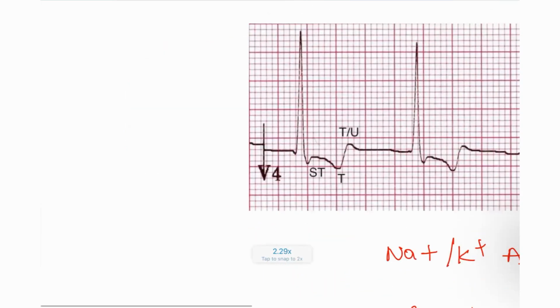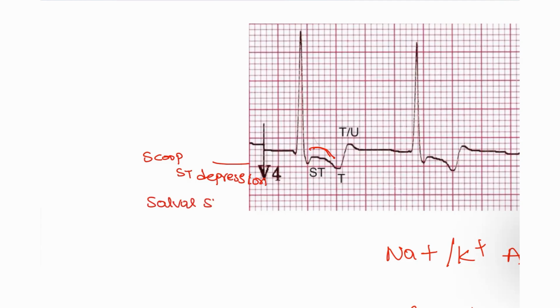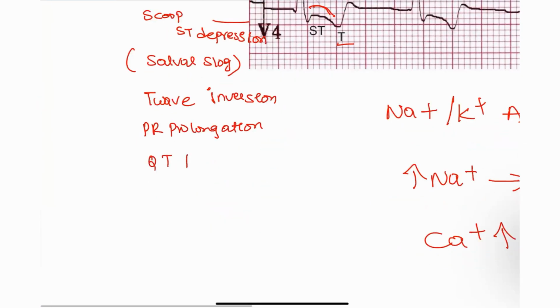So what are the findings that you are going to see specifically? Here you can see this scooped ST depression, which is also known as the Salvador Dali sag, and T wave inversion, right? Here you can see T wave inversion and PR prolongation. PR prolongation will be seen here. The QT interval is also going to be decreased here.